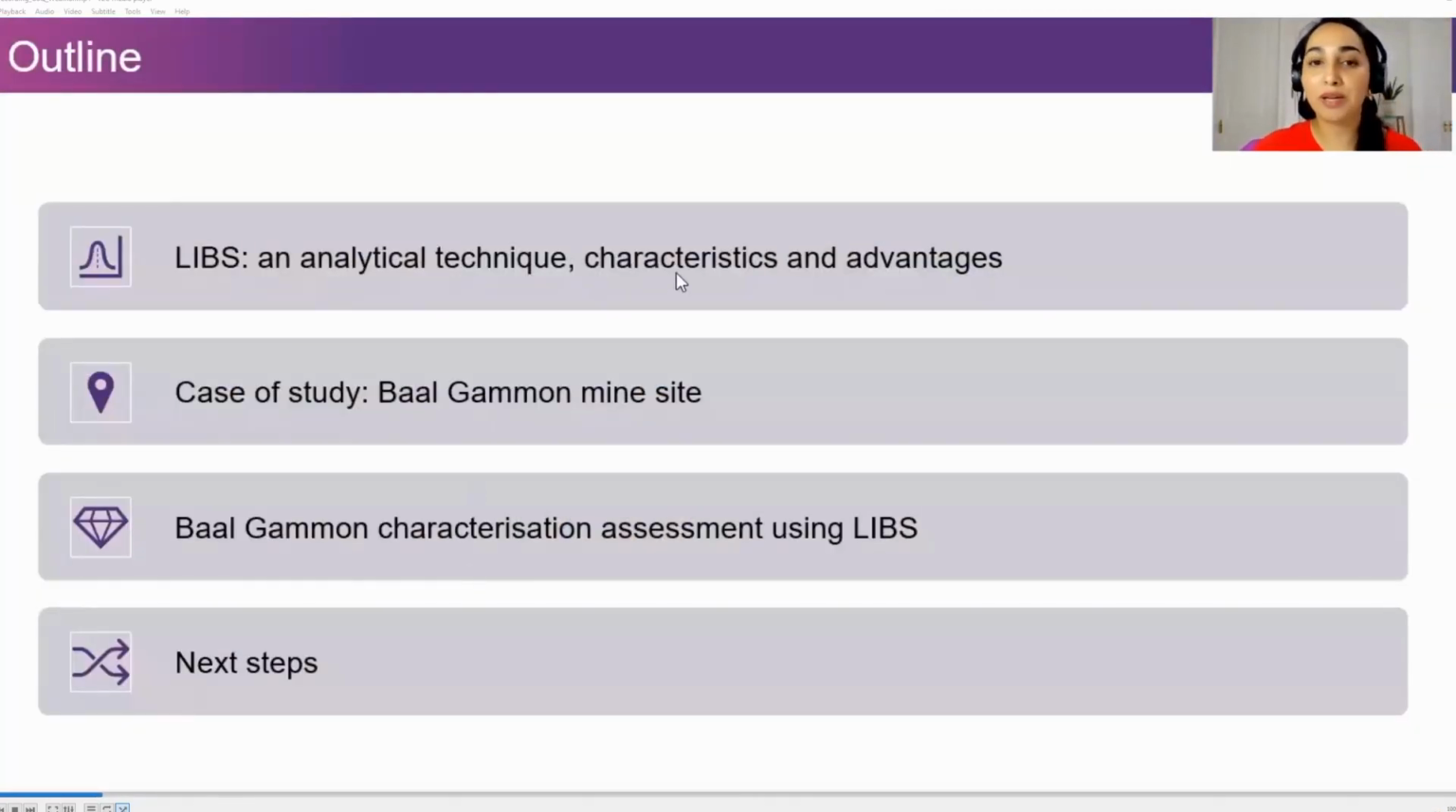Firstly, I'm going to give some characteristics and advantages of LIBS. Secondly, an overview of the Algamo mine site, which is the case study. Thirdly, the preliminary result using LIBS on a real core sample from Algamo. And finally, next steps.